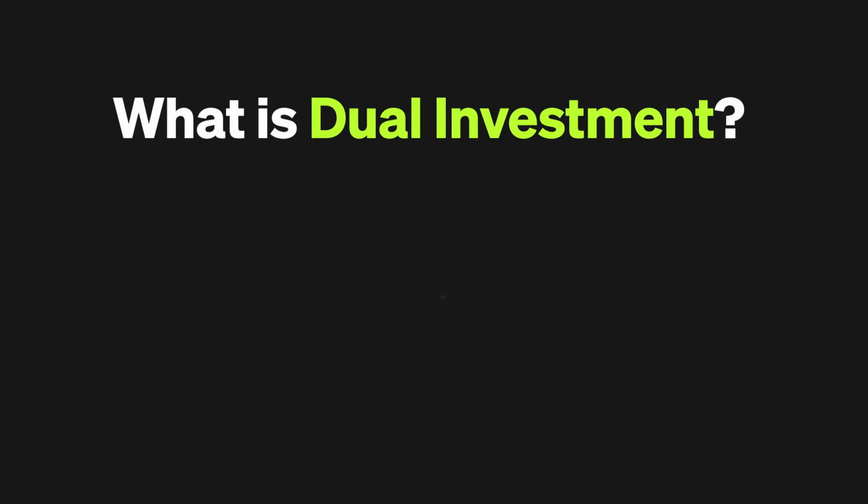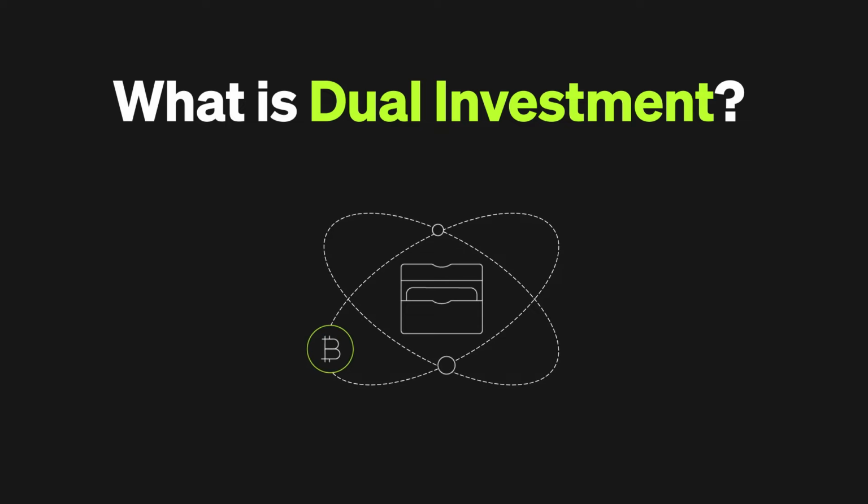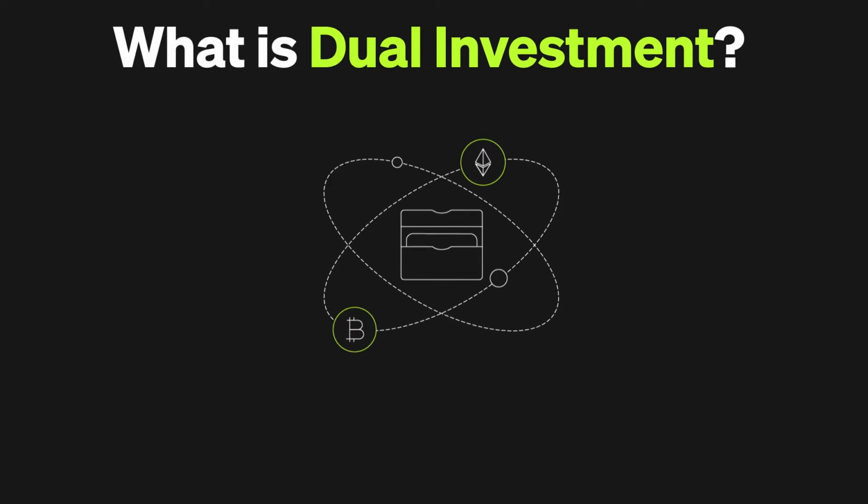OKX Dual Investment is a non-principal protected structured product. It allows users to either buy low or sell high when trading cryptocurrencies for stablecoins at a predetermined target price. It offers attractive APR and a wide selection of coins for you to buy low or sell high.